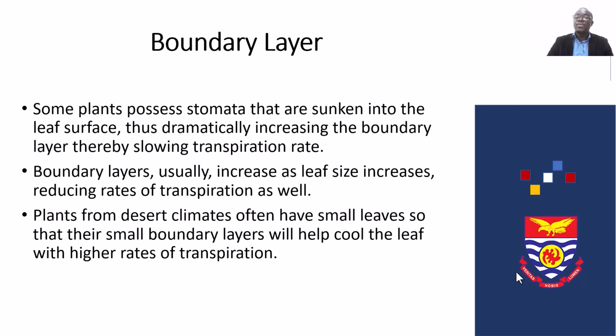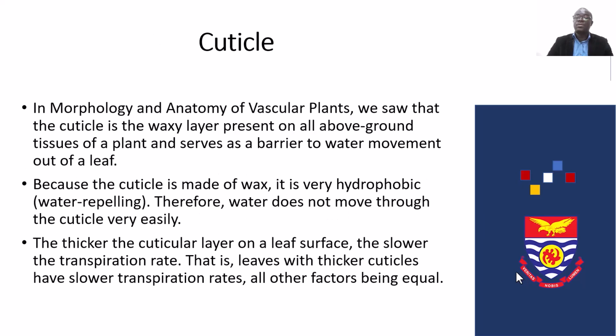Some plants possess stomata that are sunken into the leaf surface, thus dramatically increasing the boundary layer, thereby slowing transpiration rate. Boundary layers usually increase as leaf size increases, reducing rates of transpiration as well. Plants from desert climates often have small leaves so that their small boundary layers will help cool the leaf with higher rates of transpiration.